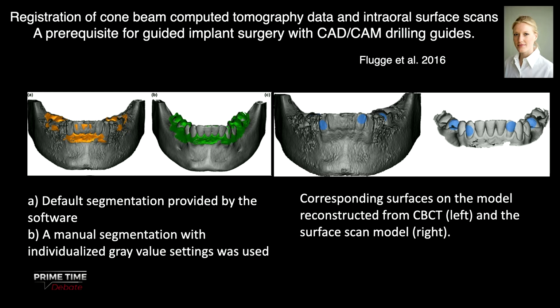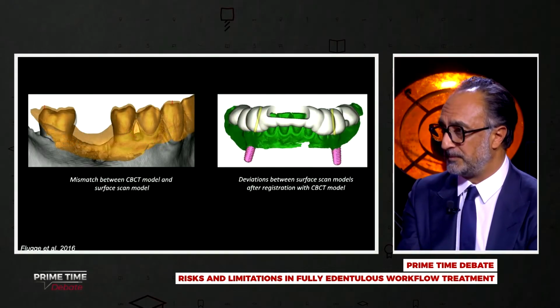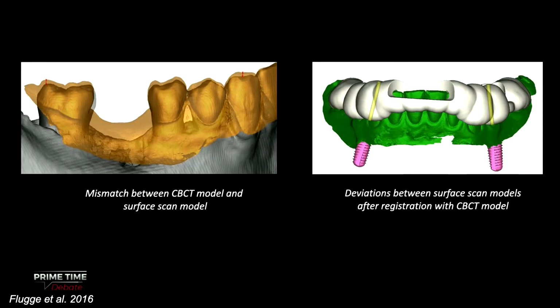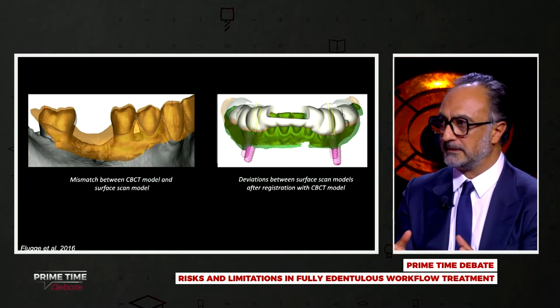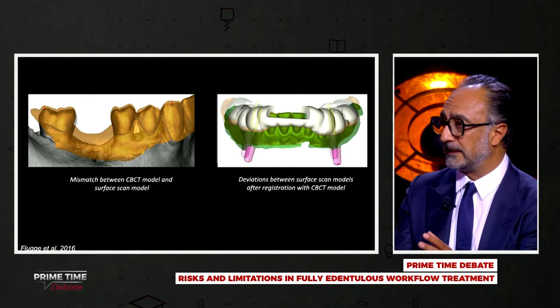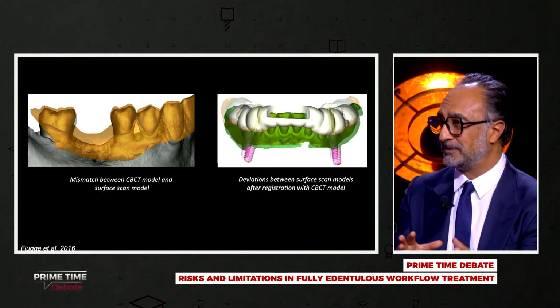And it's important because you need these corresponding surfaces to superimpose a CBCT image and an intraoral scan. If those images are not really clear, it can get you into trouble. Then you get a mismatch between the CBCT model and the surface scan model, which results in deviation between the surface scan models after registration of the CBCT model. It means basically that your drill guide fits well on your teeth, because the drill guide design is based on your intraoral scan, which is fine, but it doesn't mean that the corresponding bone is going to be in the same position as in reality. So you're going to have deviations already introduced before going to the surgery.